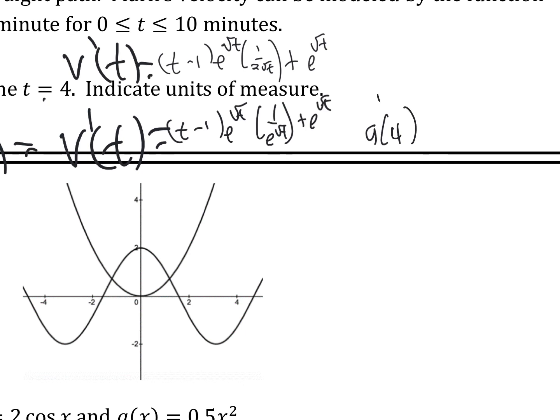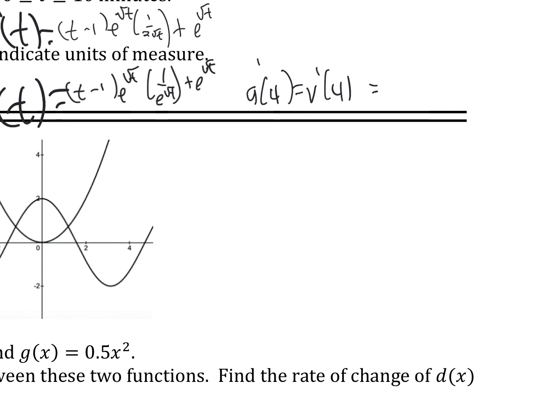A prime of 4 is equal to v prime of 4. Oh, I was going to say, why are we leaving those ugly numbers? 4 minus 1 is 3. E to the square root of 4 is e squared, divided by e squared, because 1 over e squared divided by e squared. Well, that wasn't very exciting. Plus e to the square root of 4 is e squared. That cancels. Is 3 plus e squared.